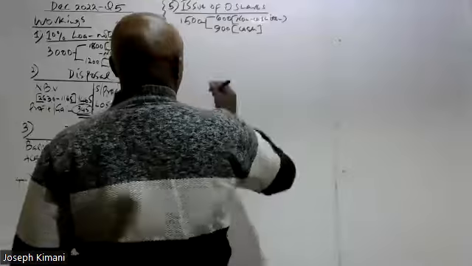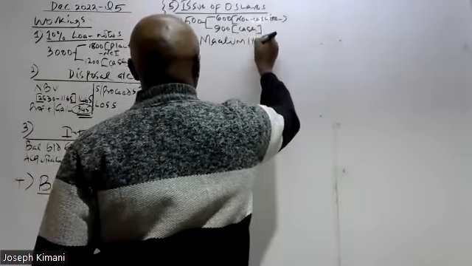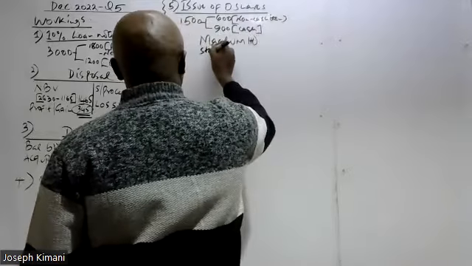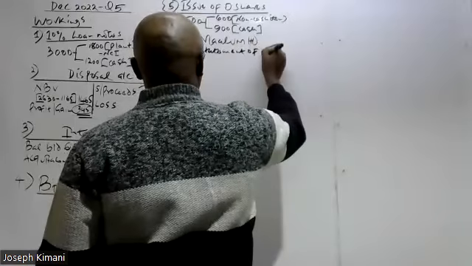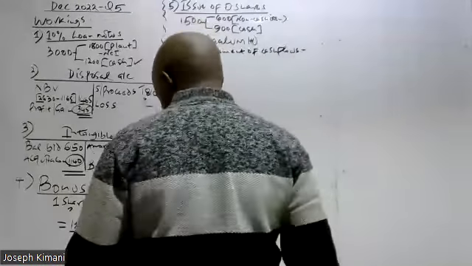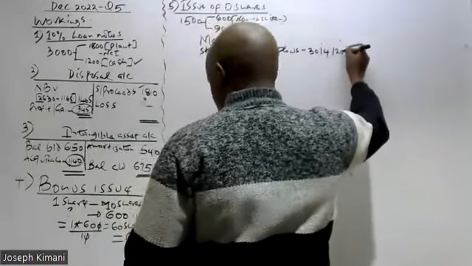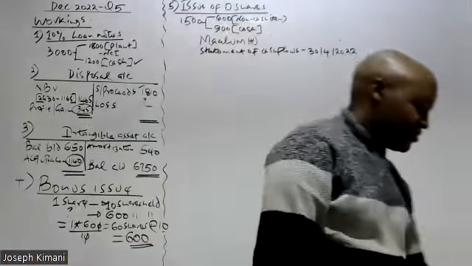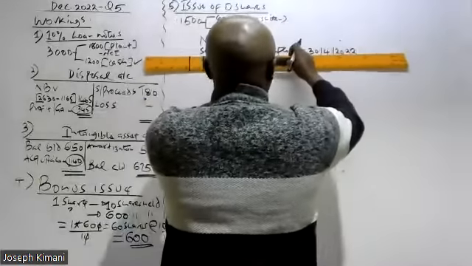And we need to have, first of all, the title. The title includes the name of the company, which is EV Limited. And this is a statement of cash flows, which is for the year which ended 30th of April 2022. You also have to remember that we are told to use which method? The indirect method.